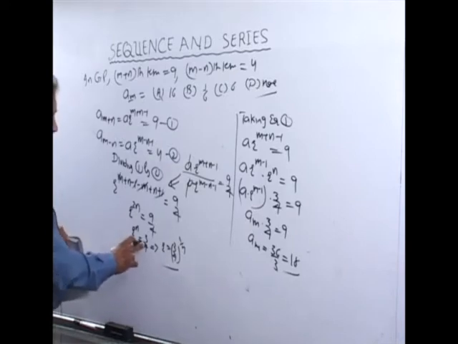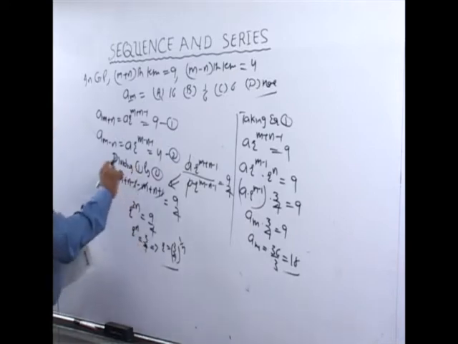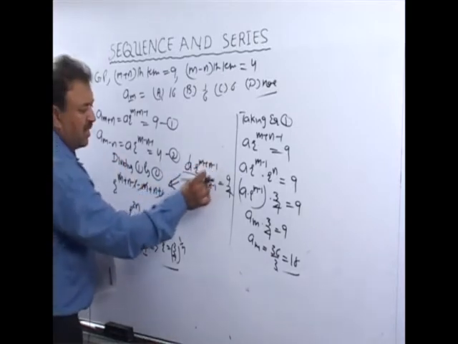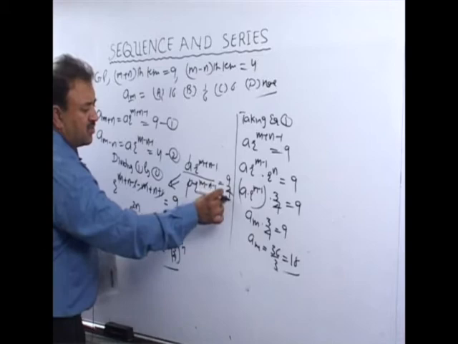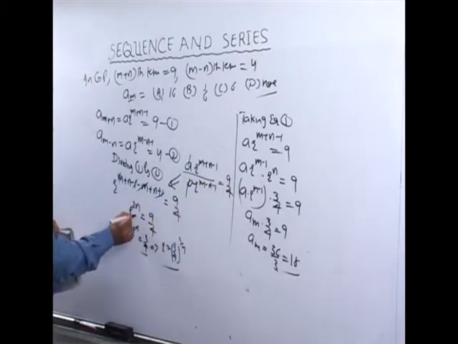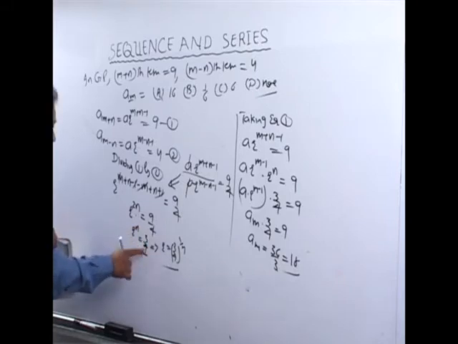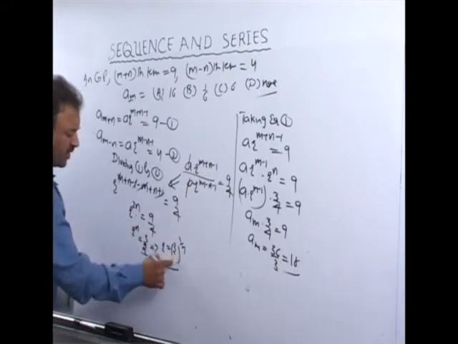It is r to the power n, it is not, say, we made a little mistake over here. How? It is ar^(m+n-1), r^(n-1), 9 by 4. Here we get r^(2n) is equal to 9 by 4. When we take the square root of this, what will come here? 2.